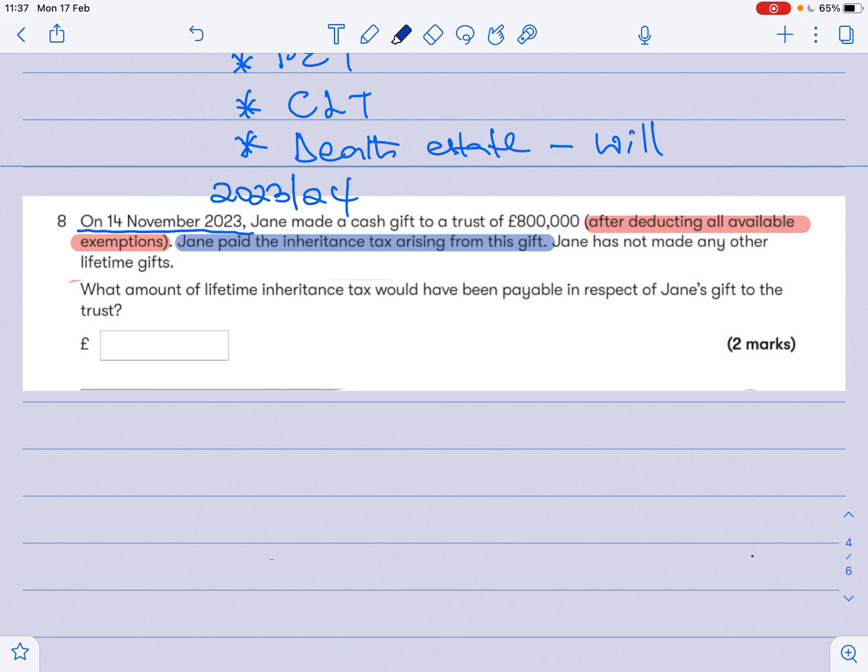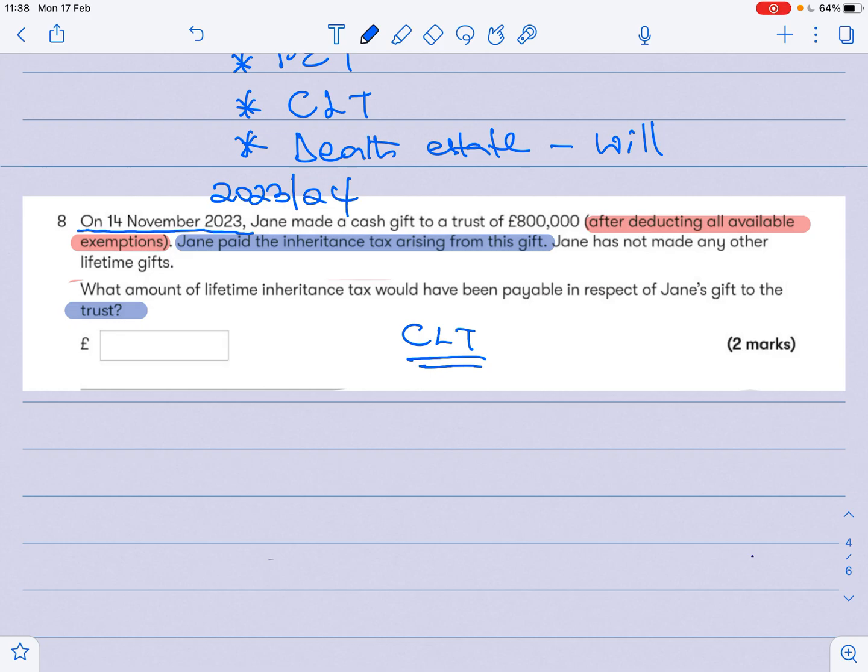All right. And it's asking what amount of lifetime inheritance tax will have been payable in respect of Jane's gifts to the trust. So if this is to the trust, that means what we have here is a CLT, chargeable lifetime transfer. Okay, now for a chargeable lifetime transfer, the gift is coming from the donor first to the donee, and the donee happens to be the trust, who will have the custody of the gift first. And later, these gifts will leave the trust and go to the beneficiary.